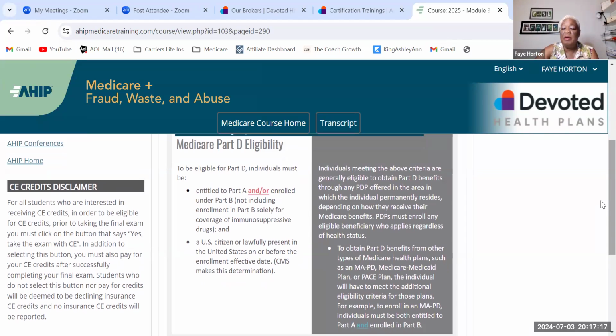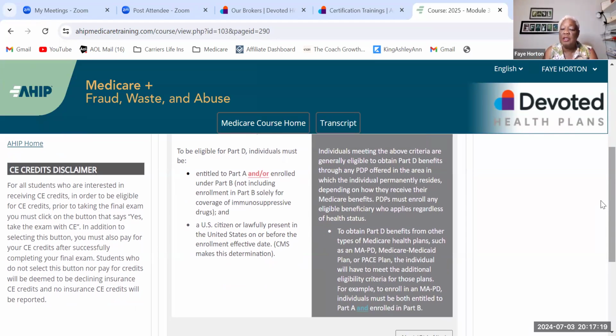Individuals meeting the above criteria are generally eligible to obtain Part D benefits through any prescription drug plan offered in the area in which the individual permanently resides, depending on how they receive their Medicare benefits. Prescription drug plans must enroll any eligible beneficiary who applies regardless of health status.